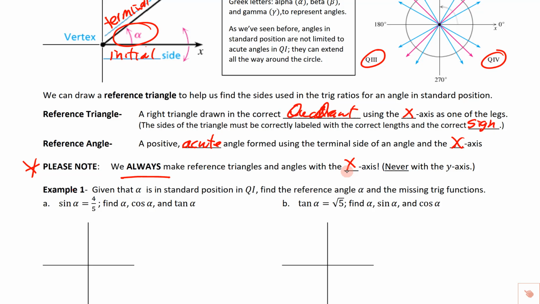If you were in charge of inventing this and coming up with conventional ways to do this a couple hundred years ago, you could have done whatever you want, but there are specific reasons why we make reference angles and reference triangles with the x-axis, never with the y-axis. Okay? And I'm hoping by what we did with circles in Unit 12, you kind of see the logic as to why we do it with the x-axis.